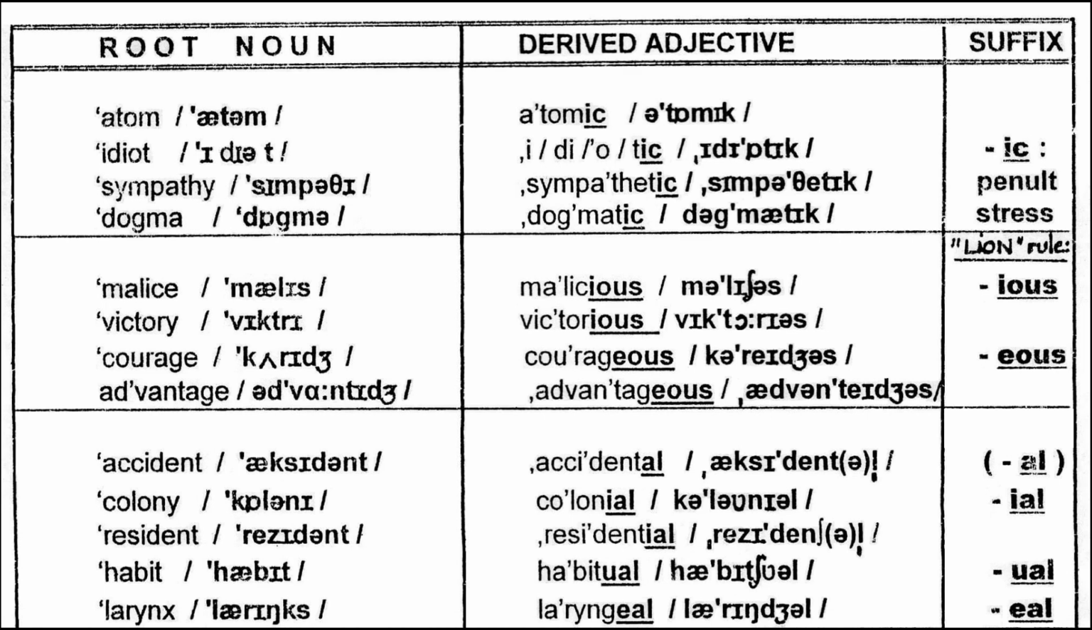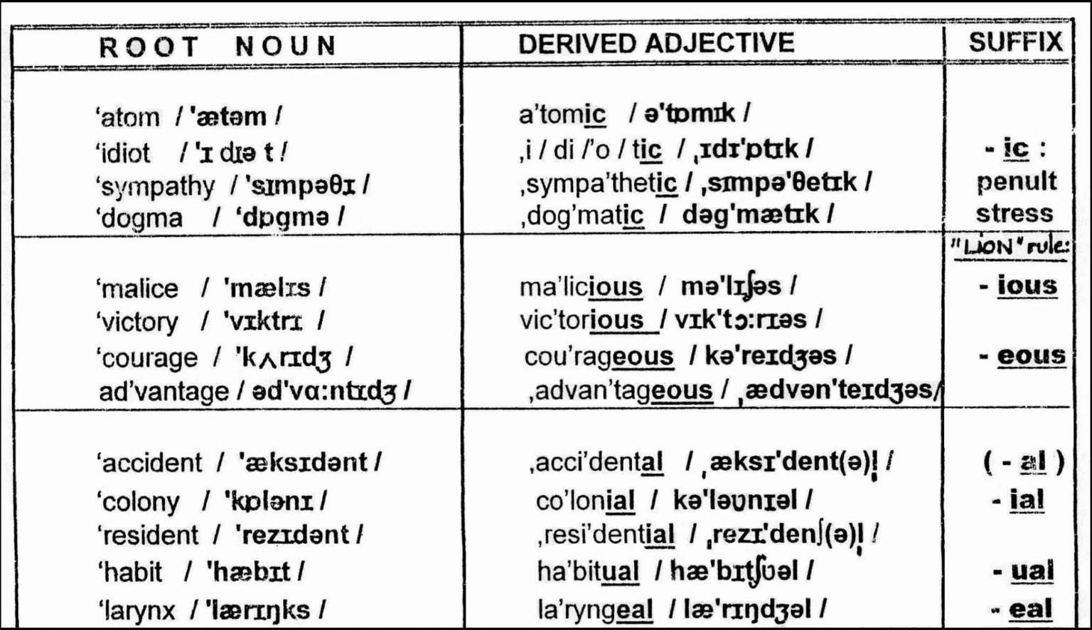So we notice a stress shift and a vowel change from do with o to de with a schwa, and me, which was the syllable in the noun, becomes ma in the adjective. We move to the second line, where we have words having two suffixes under the line rule. They are the suffixes ious and eous.